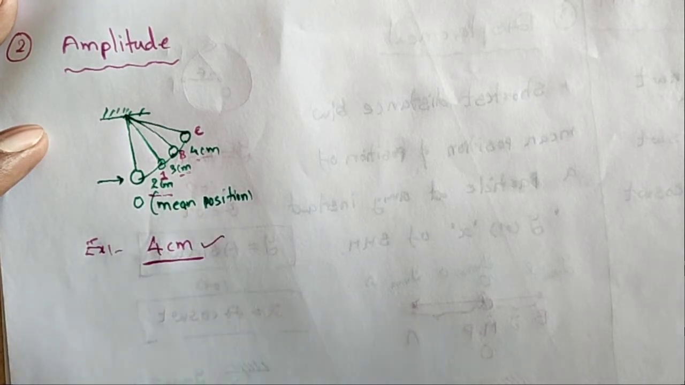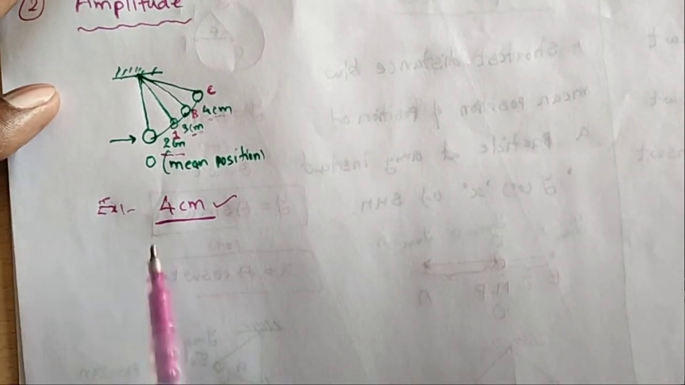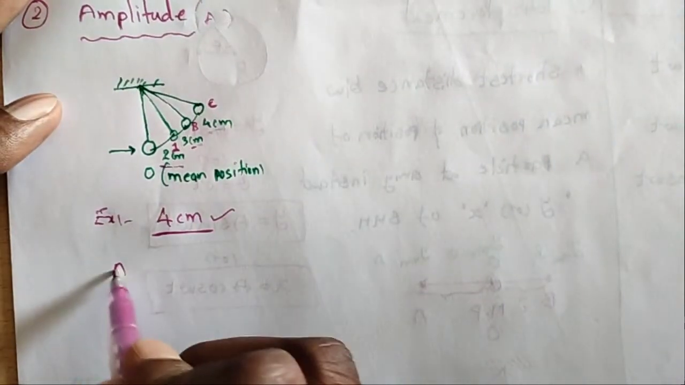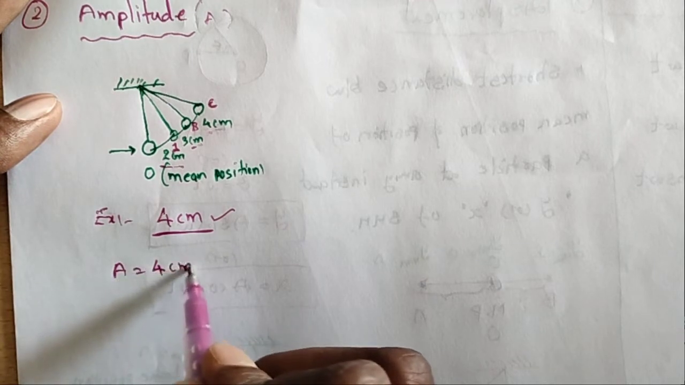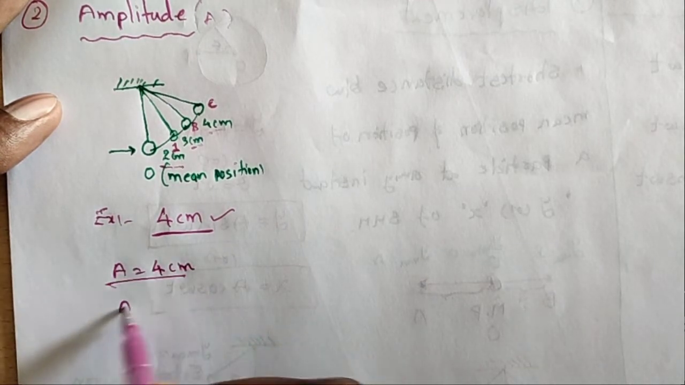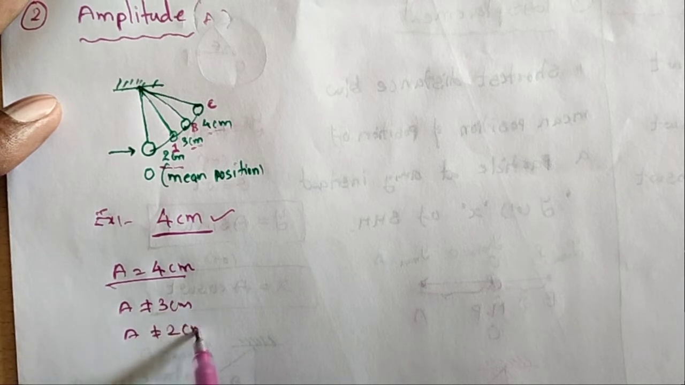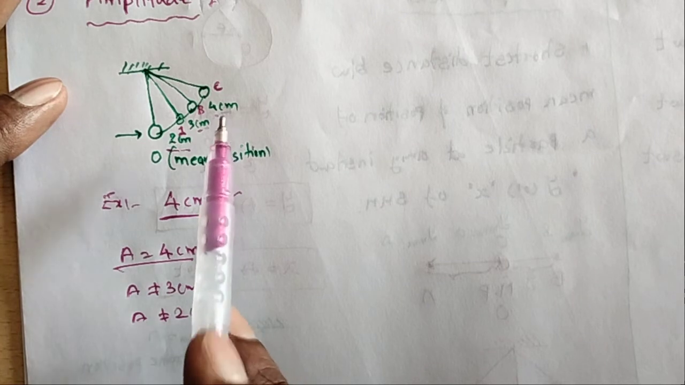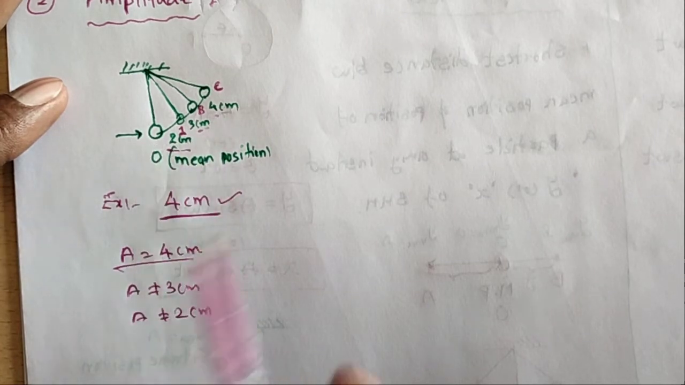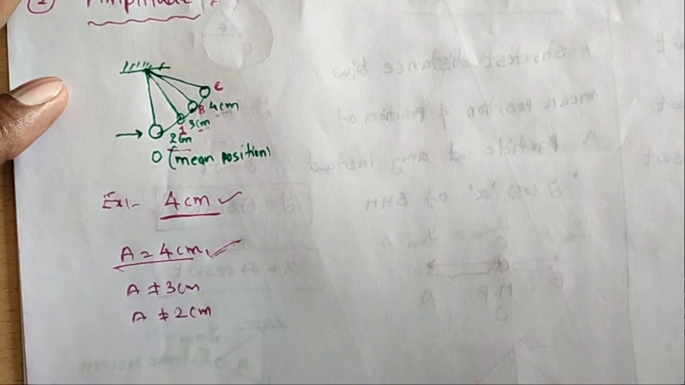Clear to all of you? The maximum distance moved is 4 centimeters. So this maximum displacement of the particle is called amplitude, capital A, where A is equal to 4 centimeters. Not A equal to 3 centimeters, not A equal to 2 centimeters, because the maximum displacement from the mean position is 4 centimeters. That is called amplitude.